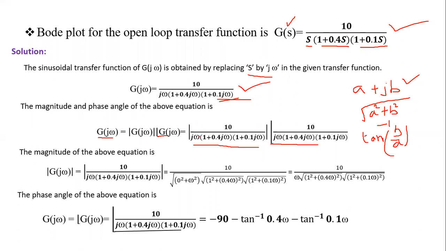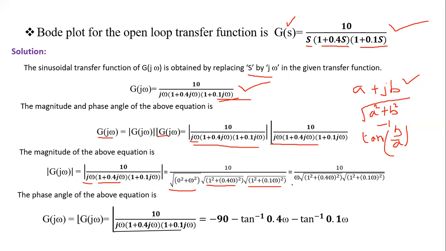So coming to the magnitude part, if we observe here, only j omega is there. So here the real term is 0, so root of 0 square plus omega square. This is the first term. And coming to the next term, 1 plus 0.4 j omega. 1 is the real term and 0.4 omega is the imaginary term. So root of 1 square plus (0.4 omega) whole square. This is the second term. And the next term, 1 plus 0.1 j omega. 1 is the real term, 0.1 omega is the imaginary term. So 1 square plus (0.1 omega) whole square.